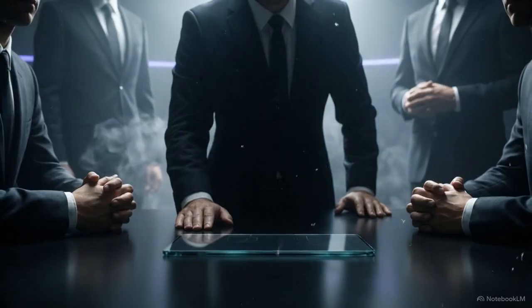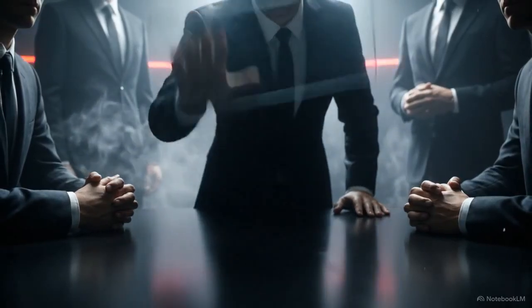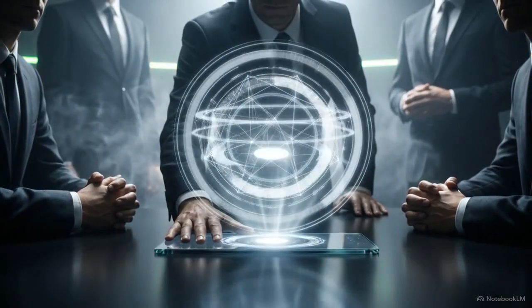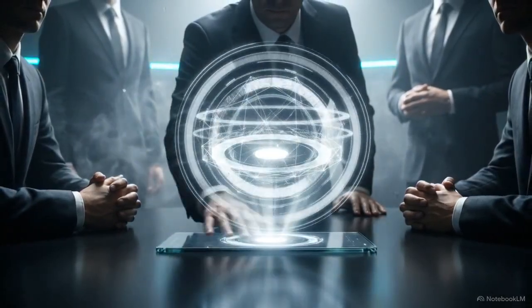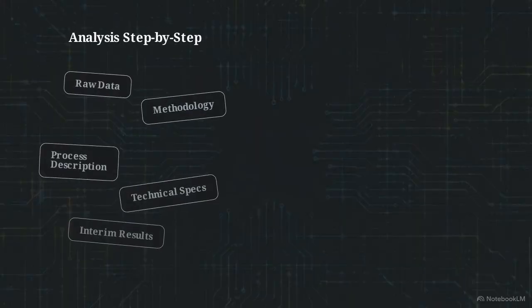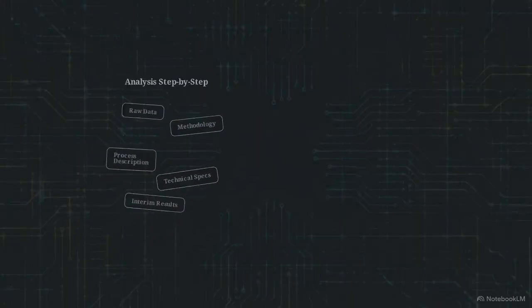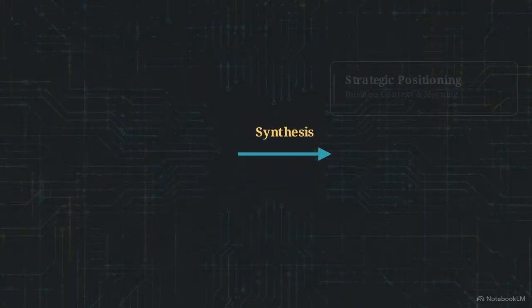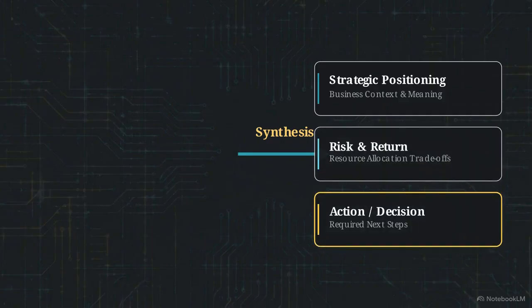Sharp, data-driven inquiries instantly frame business context and trade-offs, replacing the passive openings that stall executive meetings. C-suite executives do not want to reconstruct your analysis step by step. They demand immediate synthesis and a focus on outcomes.